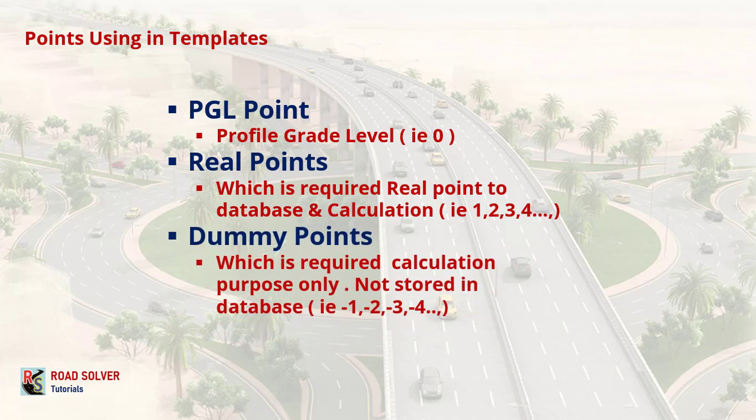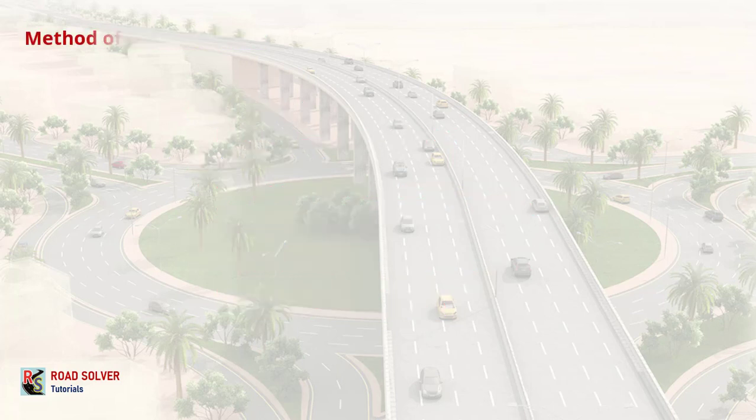Then the additional points, that is dummy points. These are used for any point needed for calculation purposes, and are noted as -1, -2, -3, -4, like that. These points will not be stored in the database. They are created only from real points and are required only for the calculation. Only the real points will be stored in the database.